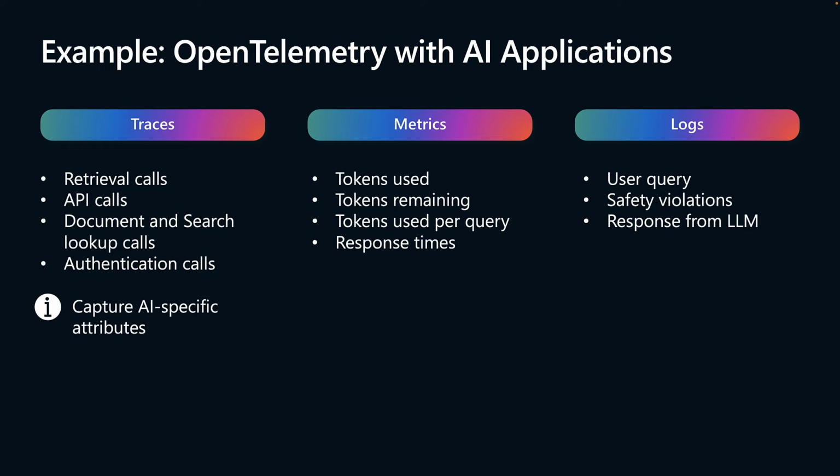So in summary, try and capture AI specific attributes on the traces. Definitely try and track token usage on the metrics, and then add the trace ID to log entries so you can see and associate anything that could happen in the archive.